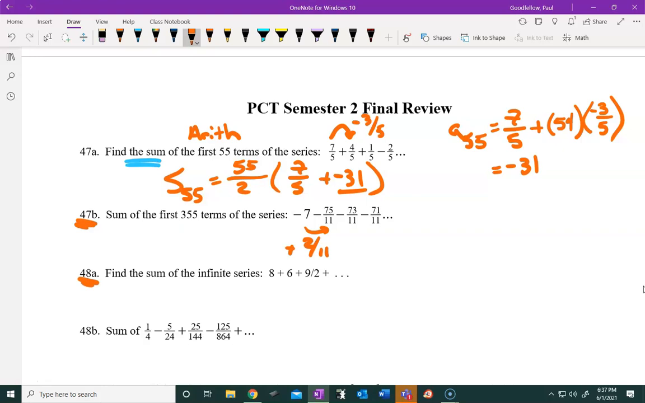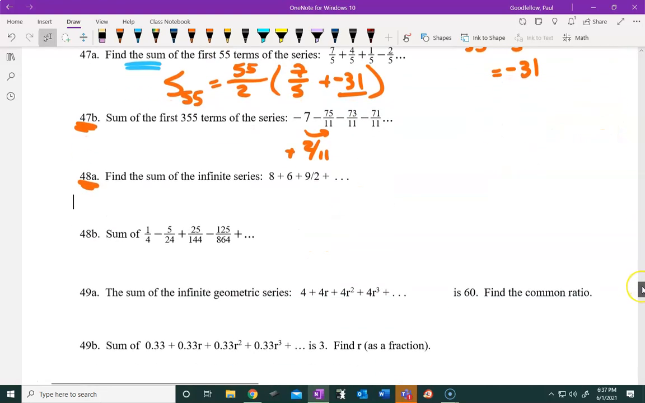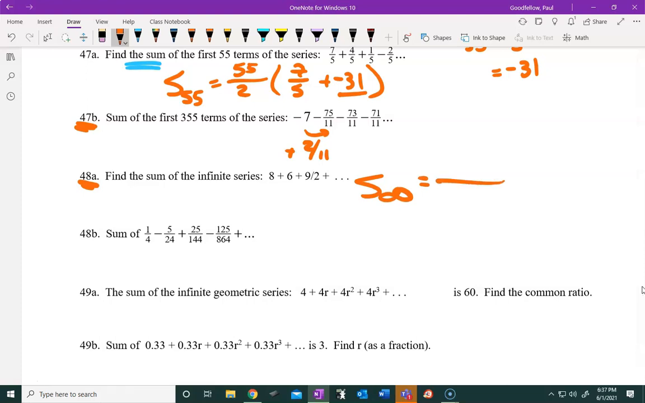48a, find the sum of the series. That series is the following. Now, before you even write that formula, what I should do is check to make sure that the rate works first. And if the rate is between 1 and negative 1, I can find that infinite series. But otherwise, the answer would be either positive or negative infinity.